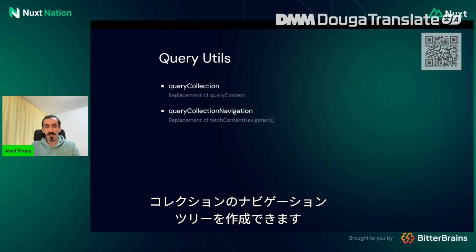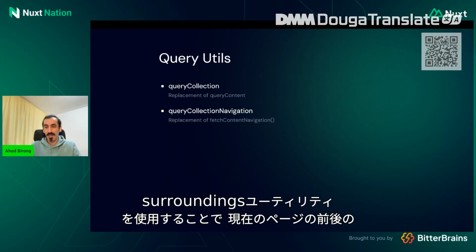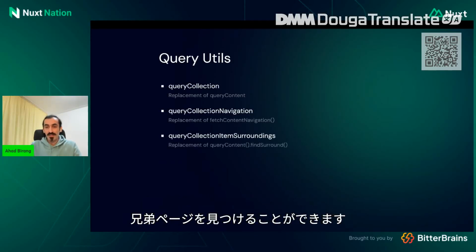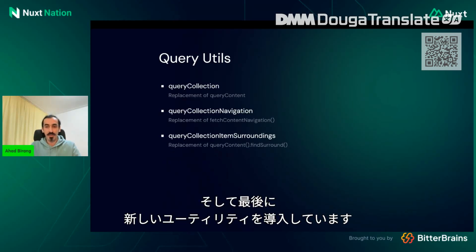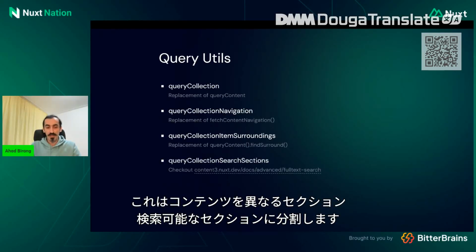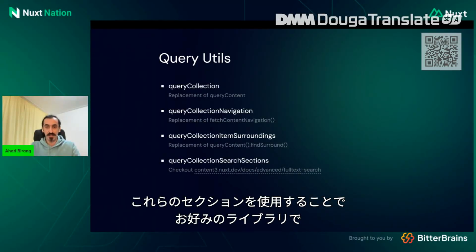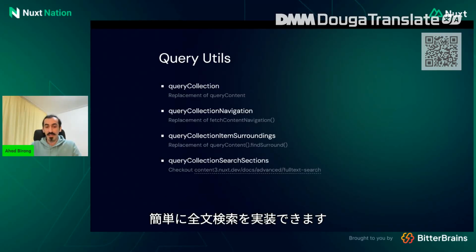Using queryCollectionNavigation, we can create a navigation tree for our collections. Using the surroundings utility, we can find the previous and next siblings of our current page, our current content. And finally, we are introducing a new utility that splits content into different searchable sections. Using these sections, we can easily implement our own full text search with our favorite library.